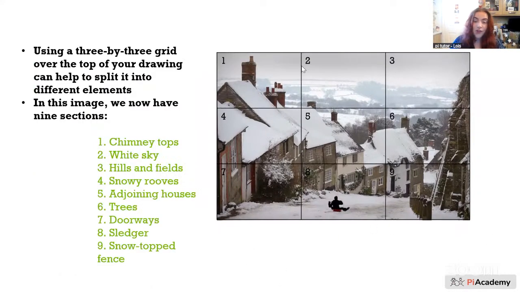So I split it up into 9 and I said number 1 was the chimney tops, the white sky in number 2, hills and fields for number 3, snowy roofs, the adjoining houses, the trees in the background, doorways, the sledger, and then the snow-topped fence. So many things you can pull out from the grid.